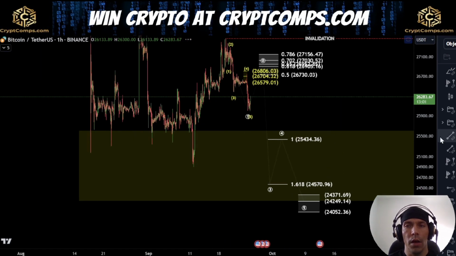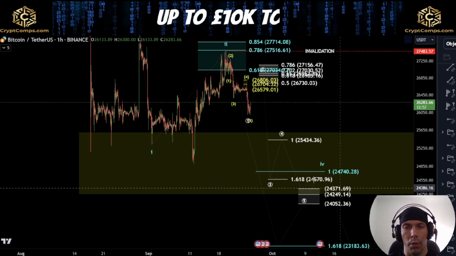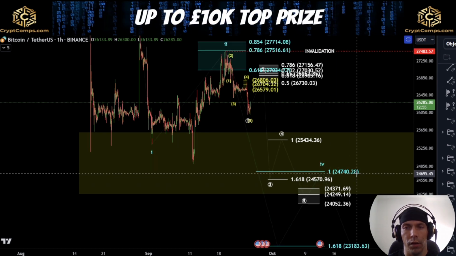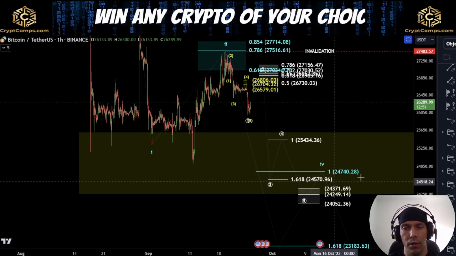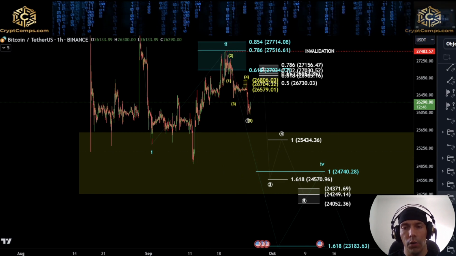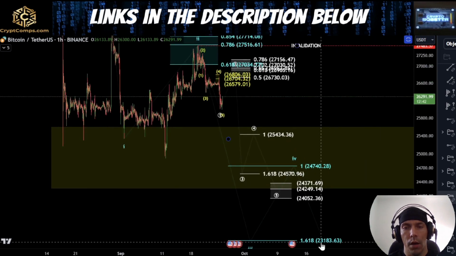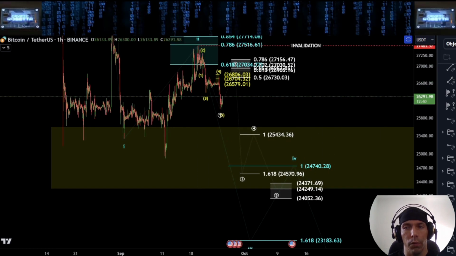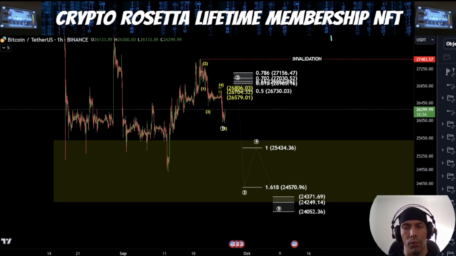Now, this would align quite nicely with the idea here that this is actually just forming an ABC. We can see that 1-to-1s here at this 24,740. So if we do see something like this play out, this would align with the possibility of this being just a bigger ABC. If we do however get that extension, like I said, we're looking for this 23,183 zone based off of this high that we've got over here. Invalidation is 27,483. So until we actually break back above that, we need to be very careful.